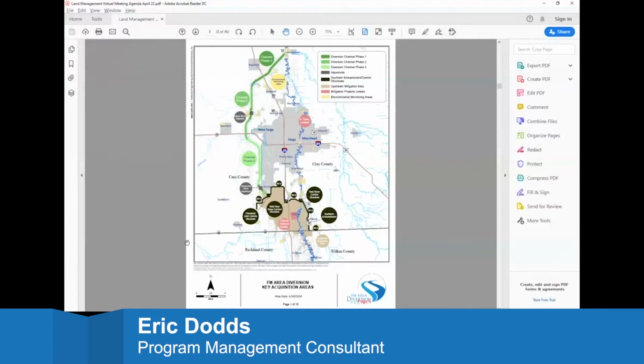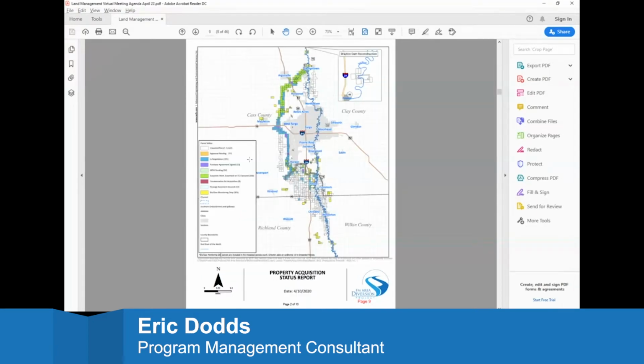Okay, I will proceed then with the property status report. You have this on page 8 of your packet. I'm also trying to share it on the screen for those of you who are able to view the screen. It's the usual monthly report showing the status.